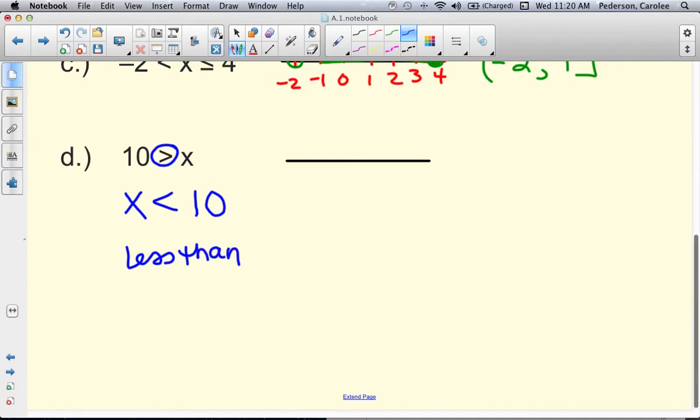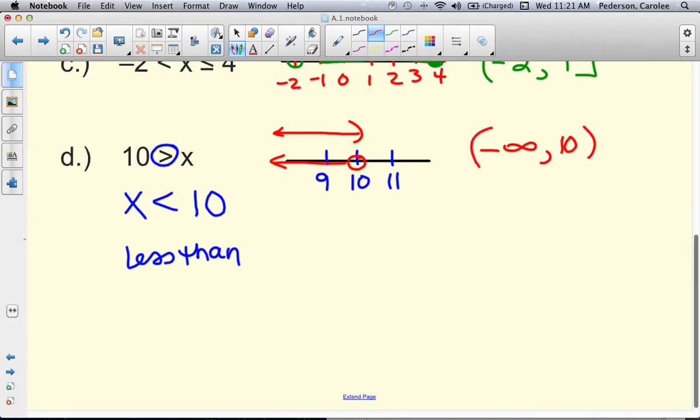So to graph it, here's 9, 10, 11. I'm just picking a few numbers here. This is an open circle or a parentheses, and it's less. So it's going to the left. You can do either one of those notations. As an interval, our smallest number is -infinity, and it's stopping at 10. It cannot include 10, so we have to have that parentheses.